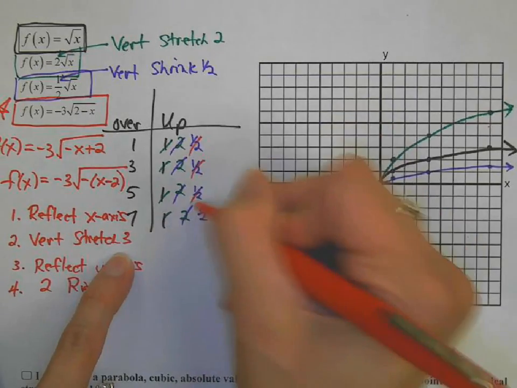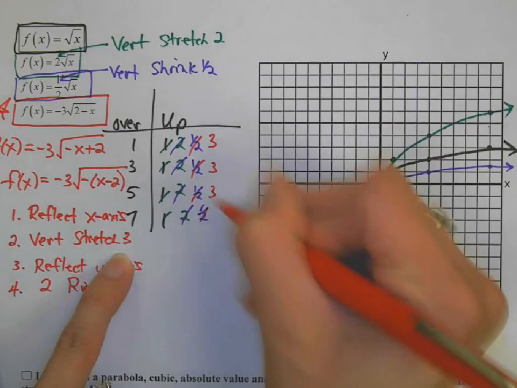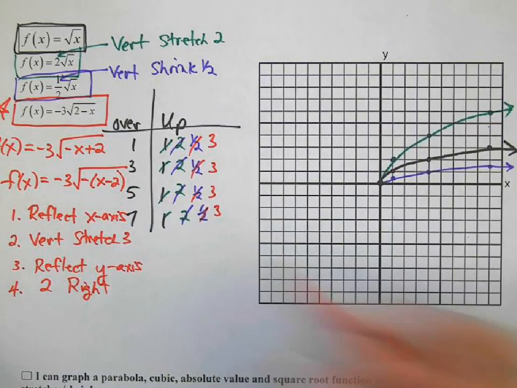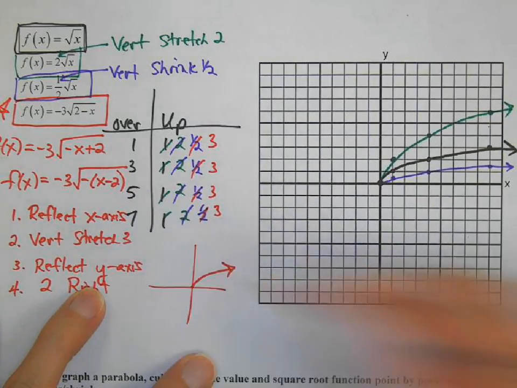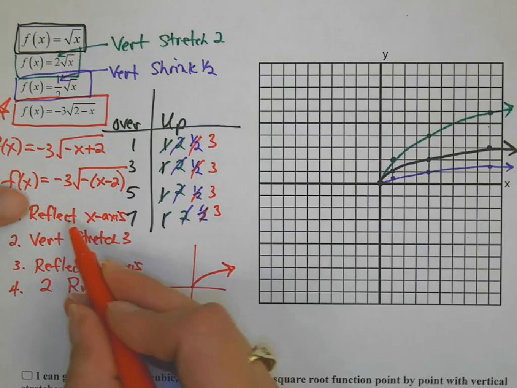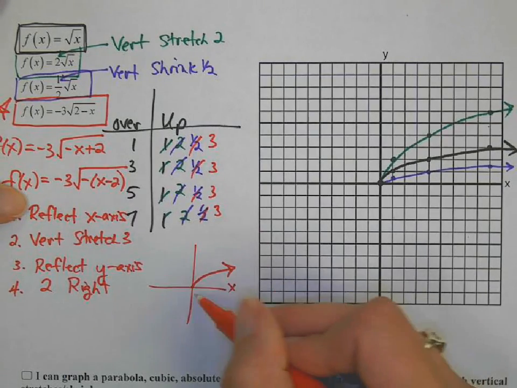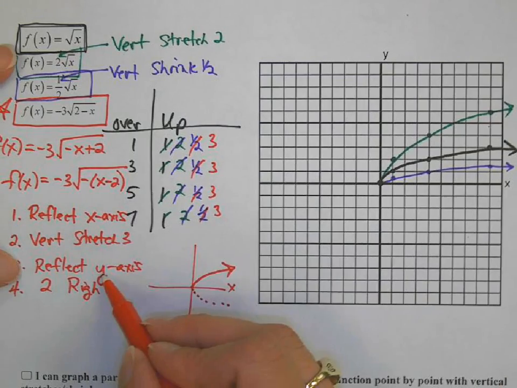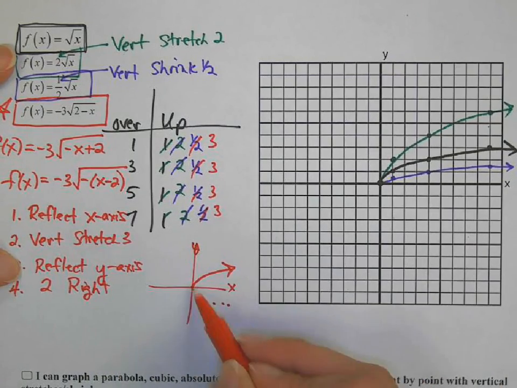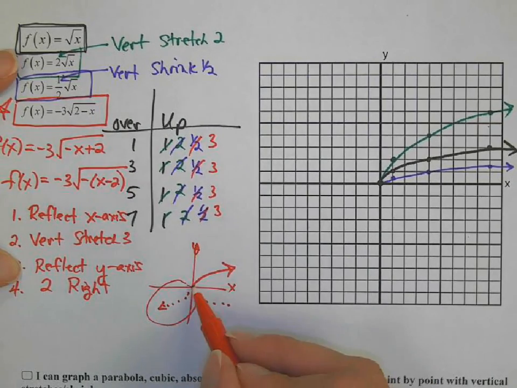Okay, vertical stretch by 3. These are all going to become 3's. And now let's think about this reflecting. If a basic square root looks like this, and I reflect it over the x-axis, that's going to put it down here. But then I also have to reflect it over the y-axis. So this graph will now be going this way. This is the way it's going to be growing.